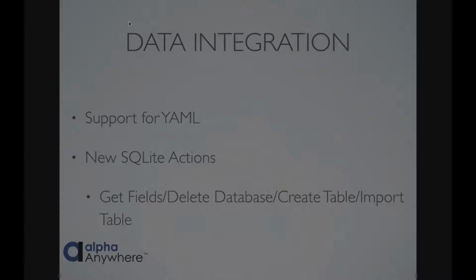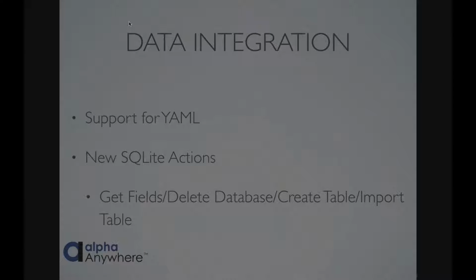But we also have some really cool data integration capabilities that have been added. First is support for something called YAML, Y-A-M-L. And I'm going to be perfectly honest, before this release I didn't know what YAML is. But we'll talk about that in a few moments. Also, for data integration, we have added some new SQLite actions. Alpha has had the ability to dynamically, on the fly, create a SQLite database if you're using PhoneGap and download that to the local mobile device.